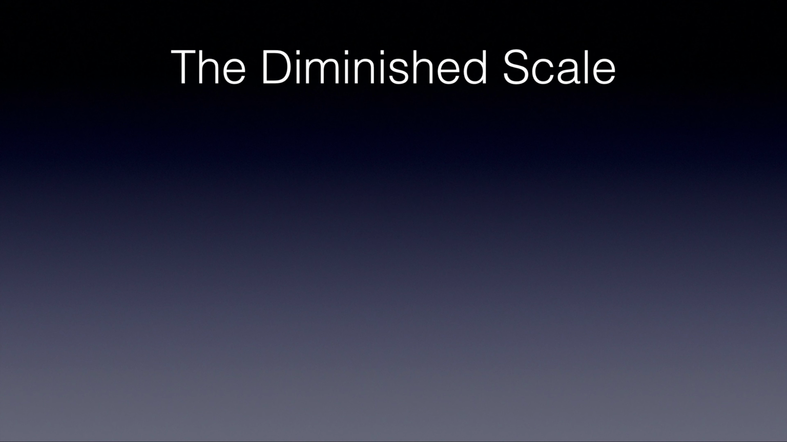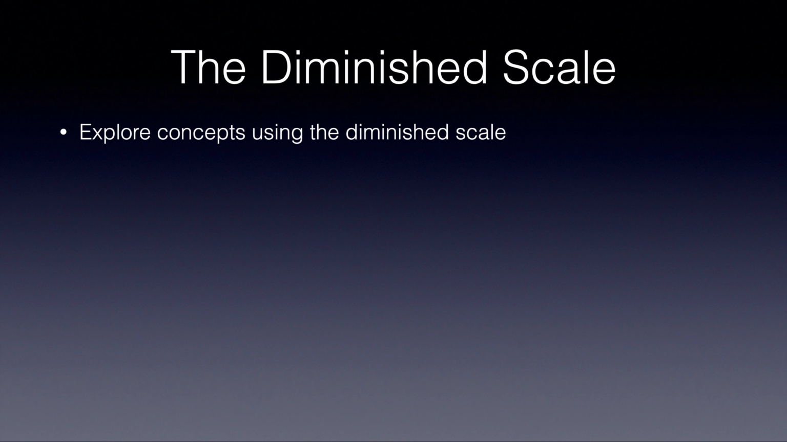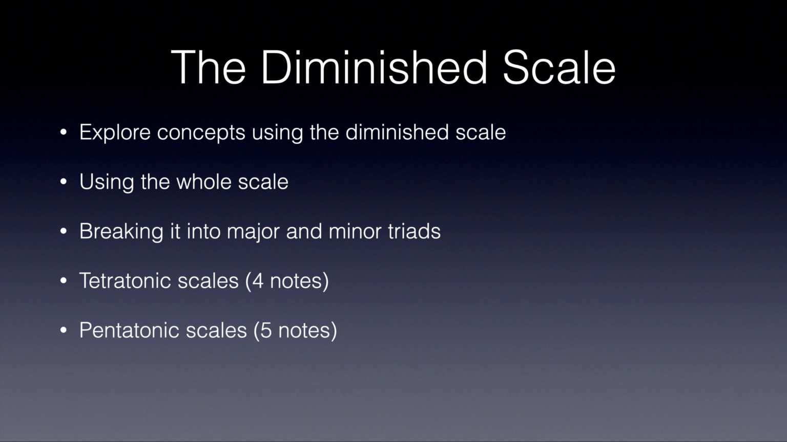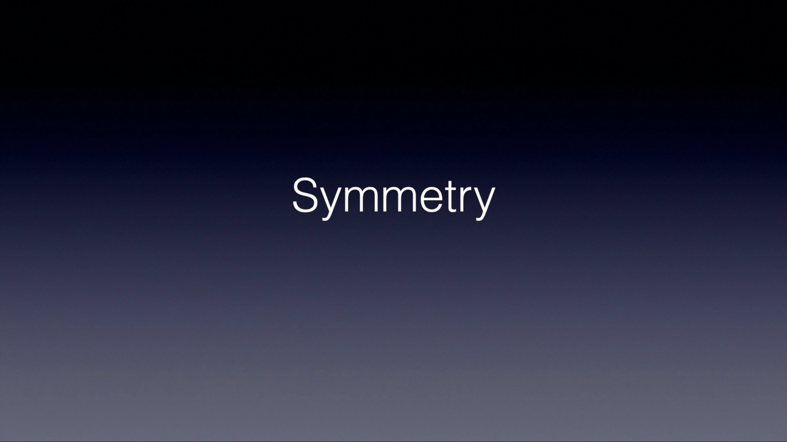This is the first part of a series of videos that hopefully will help you improvise with the diminished scale. We will be exploring concepts using the diminished scale, first using the whole scale, then we'll break it into major and minor triads, then using tetratonic scales, four-note scales, then five-note scales, those are pentatonic scales, and finally, hexatonic scales, six-note scales. The diminished scale is symmetric.